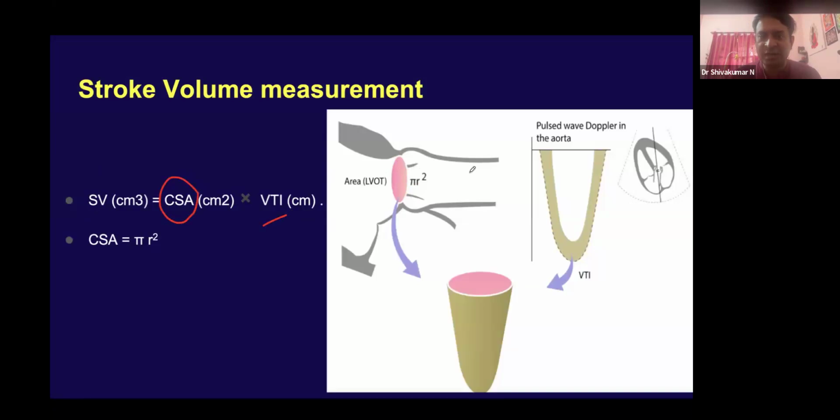Suppose we assume that this is the LVOT. This is the cross-sectional area of the LVOT, and we measure the VTI here. The product of VTI and the cross-sectional area will give you the stroke volume. The cross-sectional area is a circle, so the formula for the area of a circle is pi r squared. If you know the radius, you put it into the formula and you will get the cross-sectional area of this valvular area where we are going to measure the VTI. So from VTI, we can measure the stroke volume.